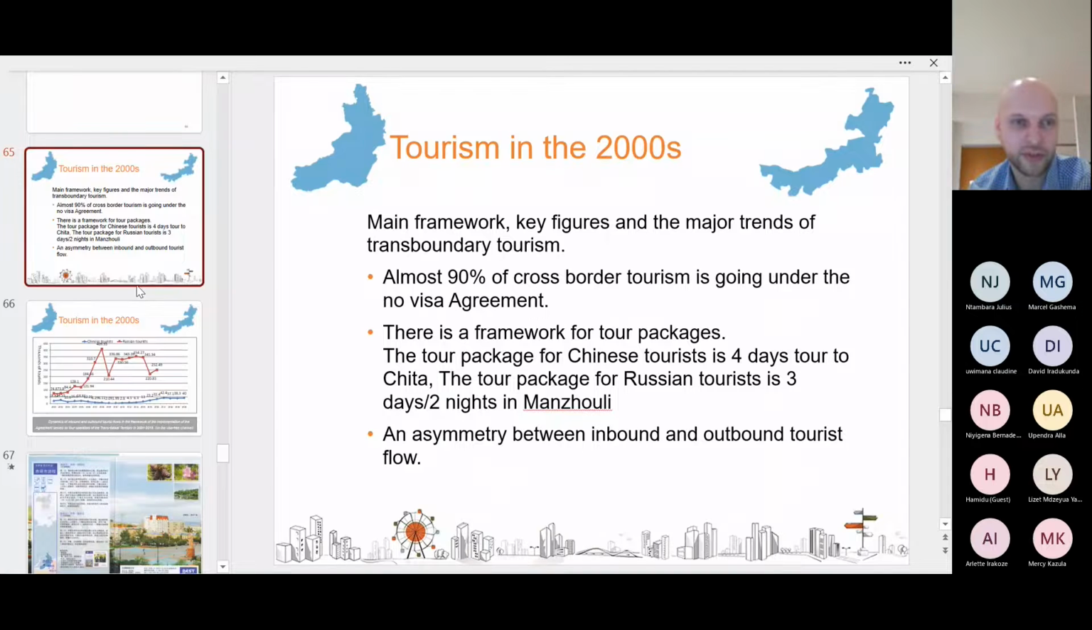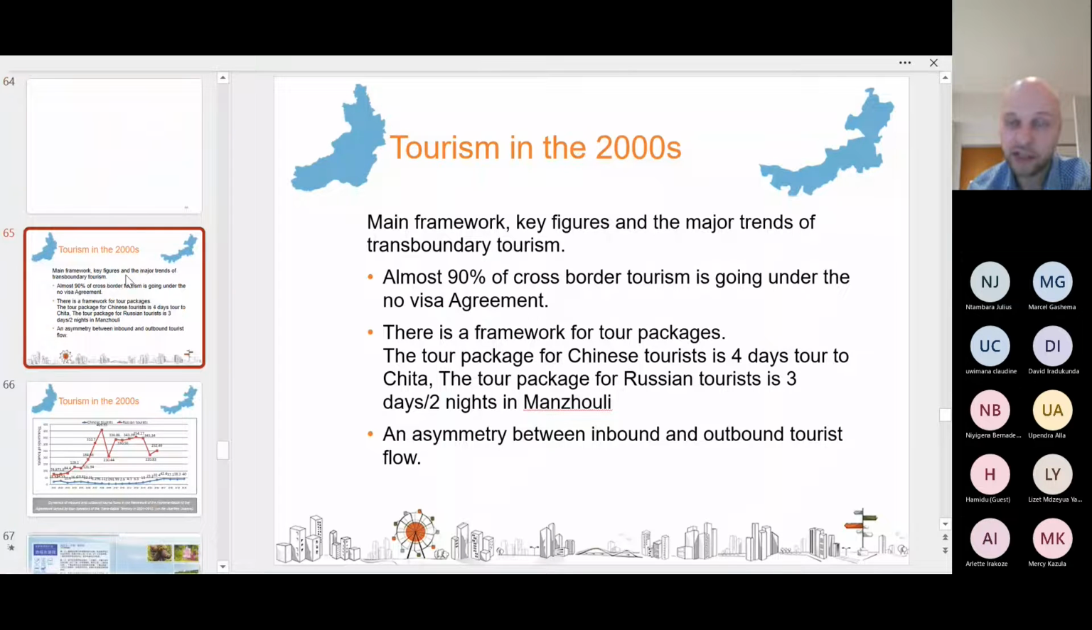I'm a researcher of tourism, right? So now let's proceed to the tourism of 2000 and see what changed and what are the marketing efforts that were made during these years to promote Russian and Chinese products on cross-border tourism. Okay.